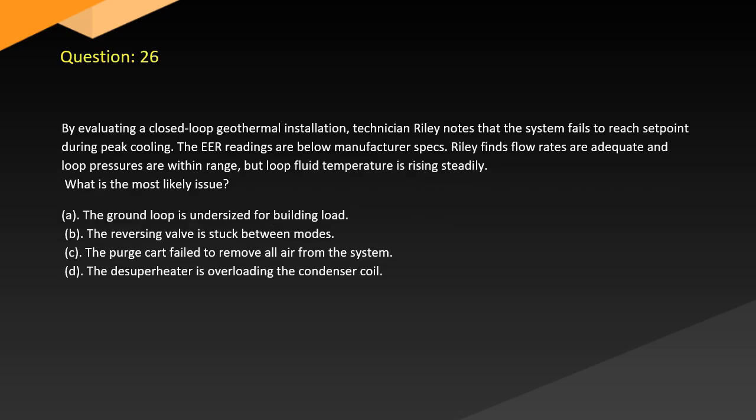Question 26. While evaluating a closed-loop geothermal installation, technician Riley notes that the system fails to reach set point during peak cooling. The EER readings are below manufacturer specs. Riley finds flow rates are adequate and loop pressures are within range, but loop fluid temperature is rising steadily. What is the most likely issue? A. The ground loop is undersized for building load. B. The reversing valve is stuck between modes. C. The purge cart failed to remove all air from the system. D. The superheater is overloading the condenser coil.